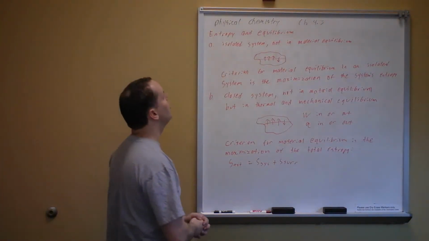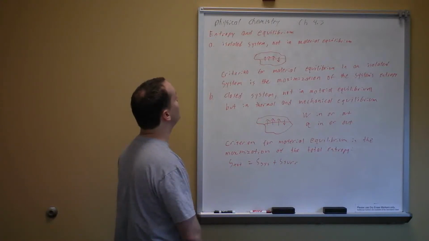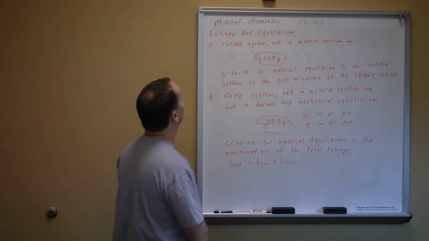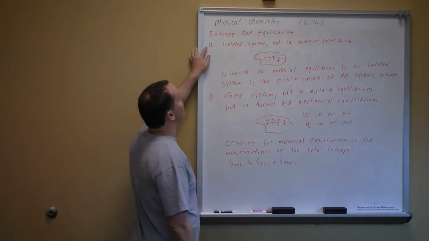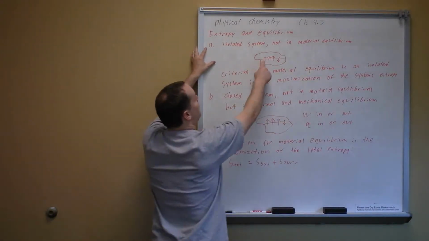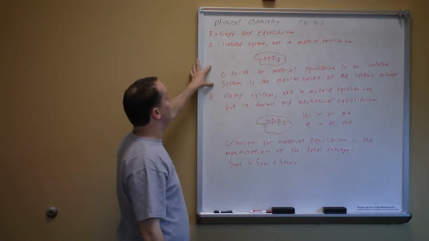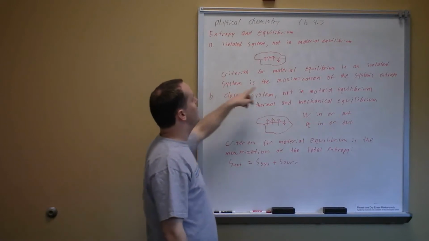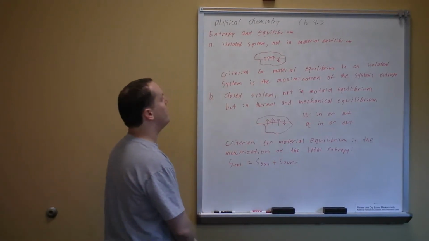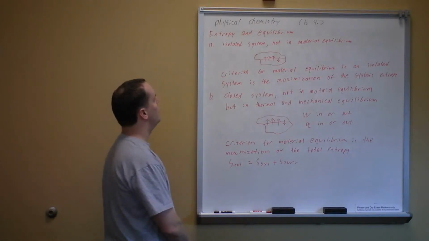Okay, finishing up section 3 of chapter 4 of physical chemistry. We're still talking about entropy and equilibrium, or the lack thereof. So let's say we have an isolated system and it is not in material equilibrium. Notice we have 3 arrows going up, just one going down to show that it's not in equilibrium. In an isolated system, the criterion for material equilibrium is the maximization of the system's entropy.